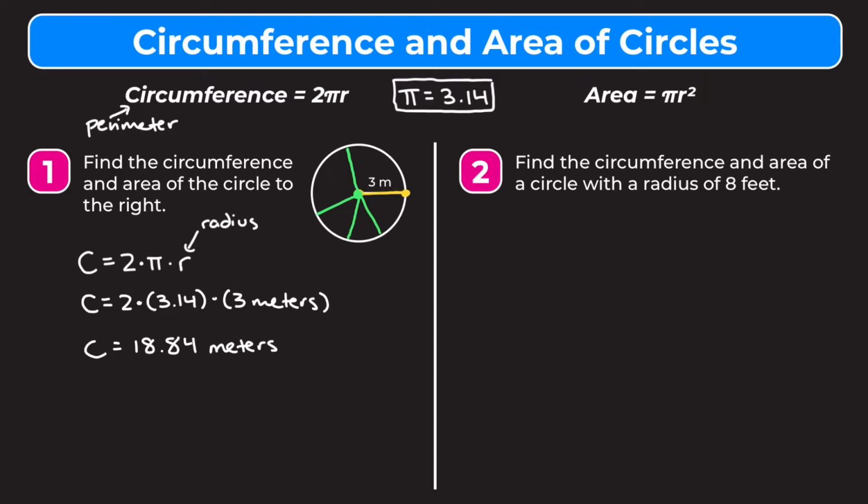Because circumference is just the distance around some shape, like perimeter, our units are just going to be units. We're not going to have units squared or cubed, so we're just going to get that our circumference is 18.84 meters.